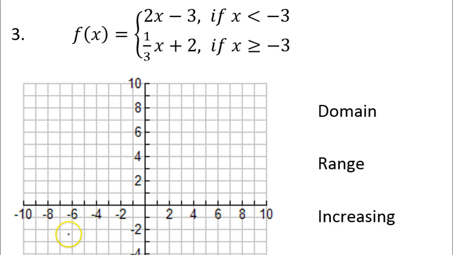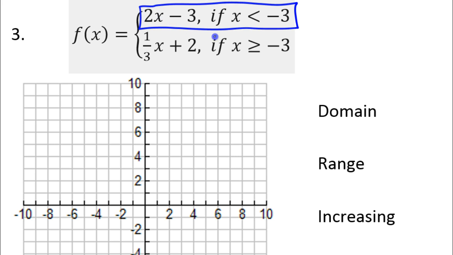Alright, in this video we are going to graph a couple of piecewise functions such as this one. So you can see that this function is written in two different parts or pieces, and we're just going to graph one at a time. So let's start by graphing this blue piece.